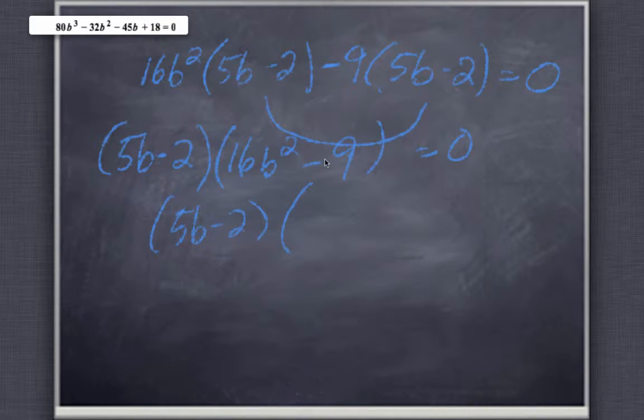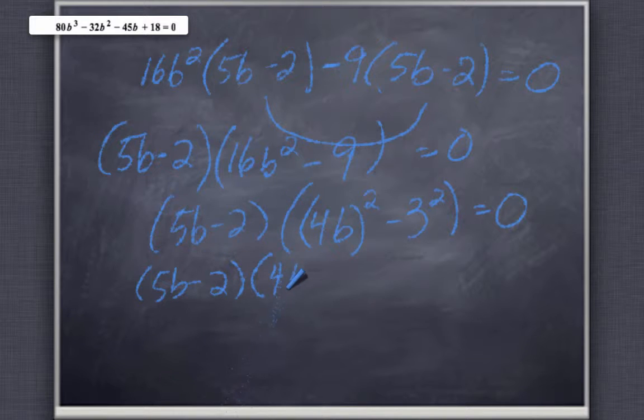This is the difference of squares. This is one of the things on the formula sheet that you really need to make sure you can recognize when you see it. 16 is a square and b squared is a square. A variable to a power is a square if the power is even. It's just half that many that's getting squared. So square root of 16, square root of b squared, squared minus 3 squared. So 5b minus 2, 4b minus 3, 4b plus 3.